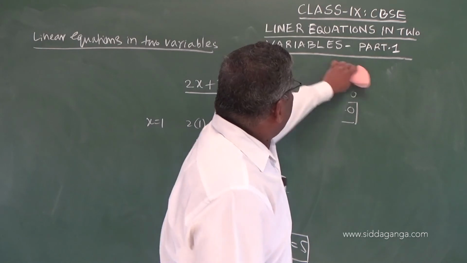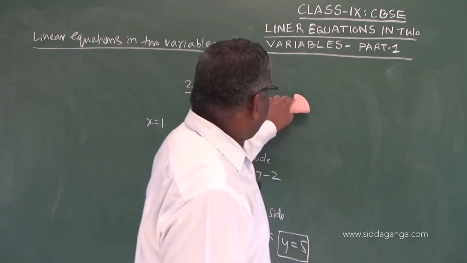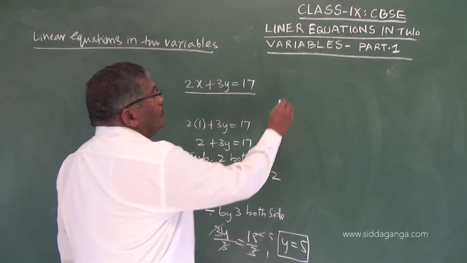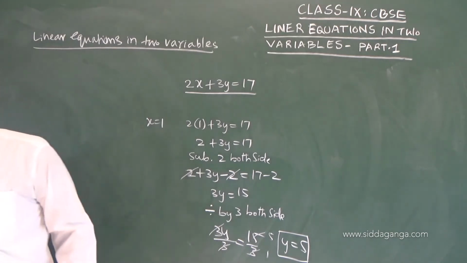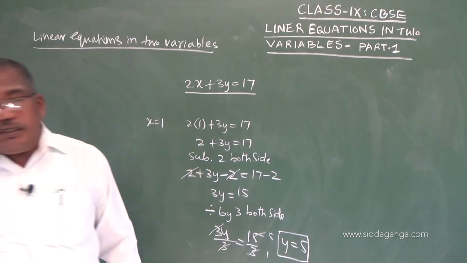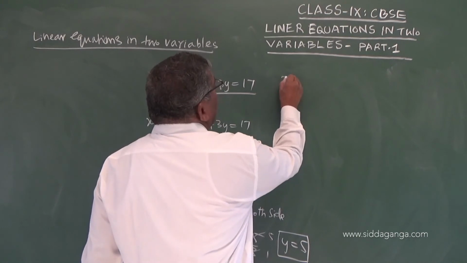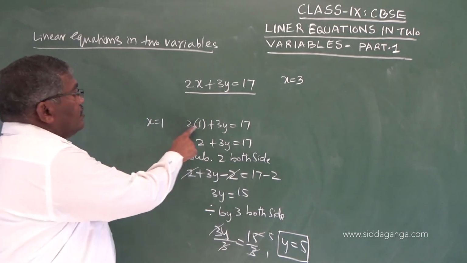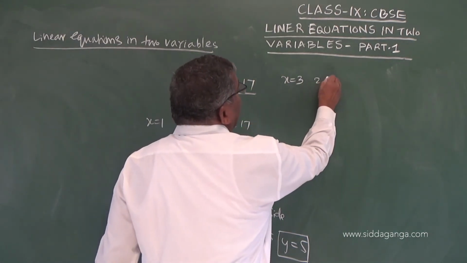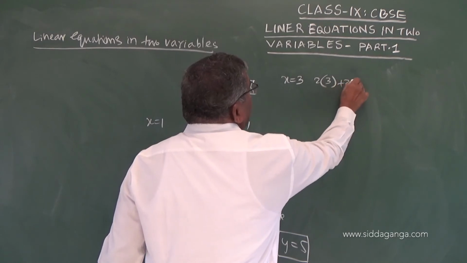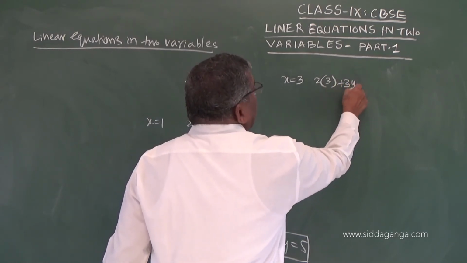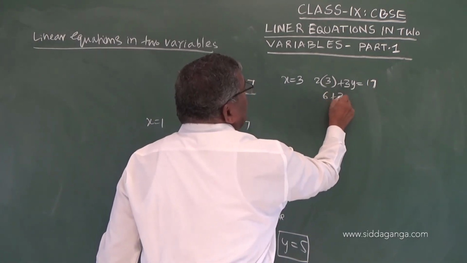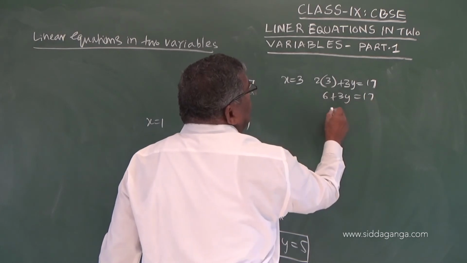So now when x is equal to 1, y is equal to 5. So let us take some other value for x. Let x be equal to 3, let us say. So when x equals 3, 2 into 3 plus 3y is equal to 17. So that is 6 plus 3y is equal to 17.